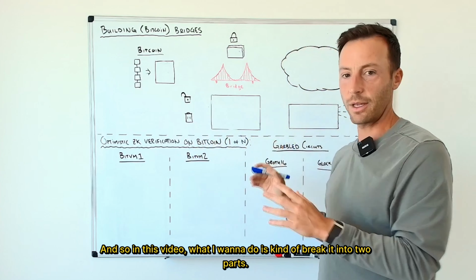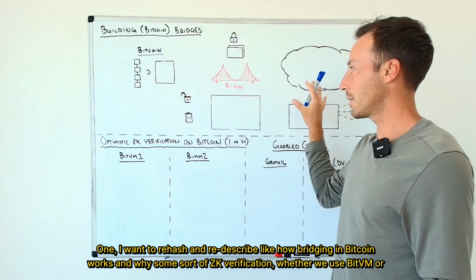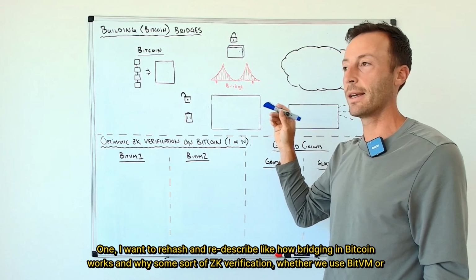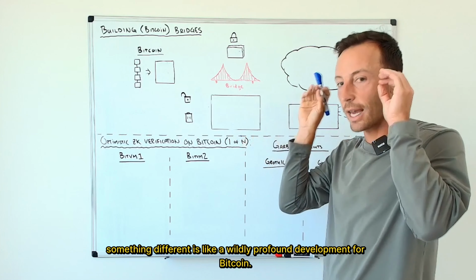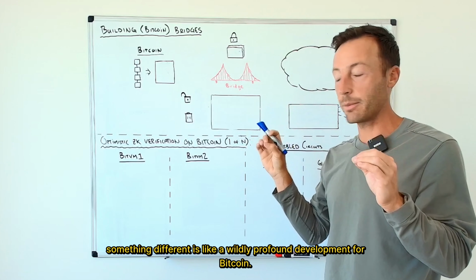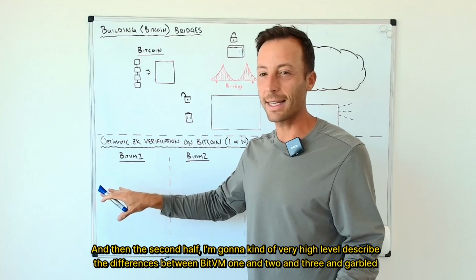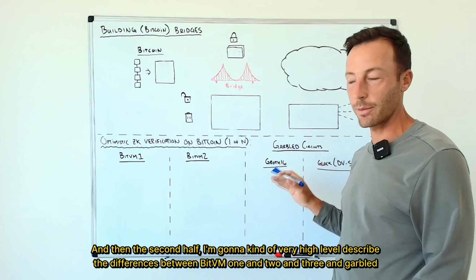And so in this video, what I want to do is break it into two parts. One, I want to rehash and redescribe how bridging in Bitcoin works and why some sort of ZK verification, whether we use BitVM or something different, is a wildly profound development for Bitcoin. And then the second half, I'm going to very high level describe the differences between BitVM 1 and 2 and 3 and Garbled Circuits.